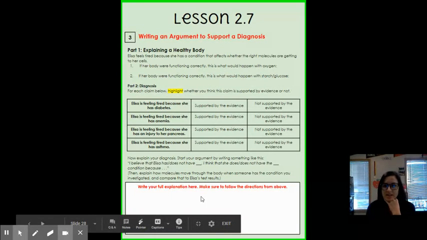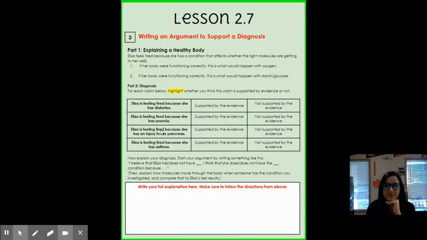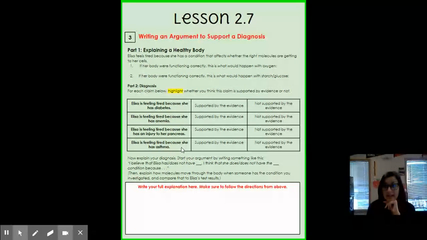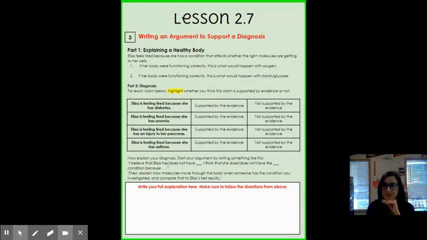So you're going to say, I think she is feeling tired because she has, and so you're going to use one of these claims up here, and you're going to highlight it and then support it with evidence. I think she has anemia because her oxygen is really low. And when you have anemia, you feel tired because you're not getting enough iron in your blood, things like that. Okay? And then once you completed that, that is all you're doing for lesson 2.7.